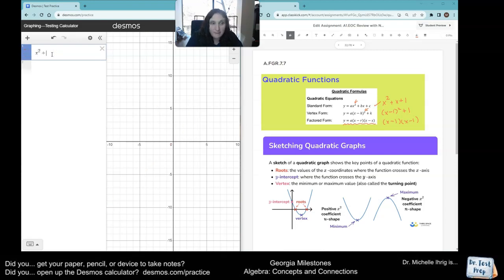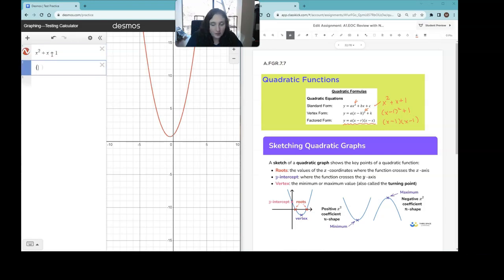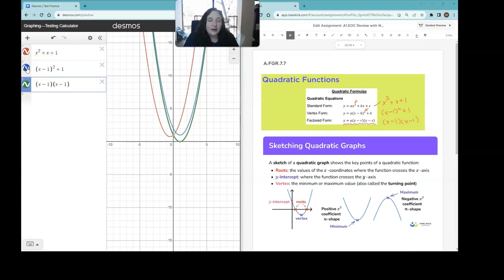X squared plus x plus 1. Parentheses, x minus 1 squared plus 1. And then we've got x minus 1, x minus 1. Okay, let's look at the red graph first. Notice that, well, actually, let's look at all of them.